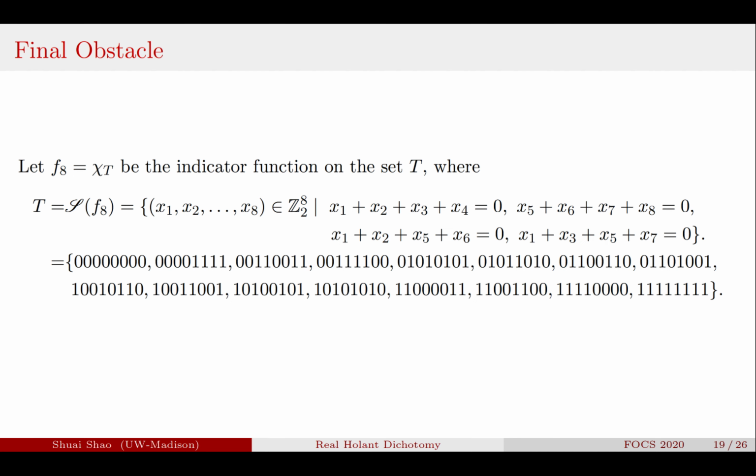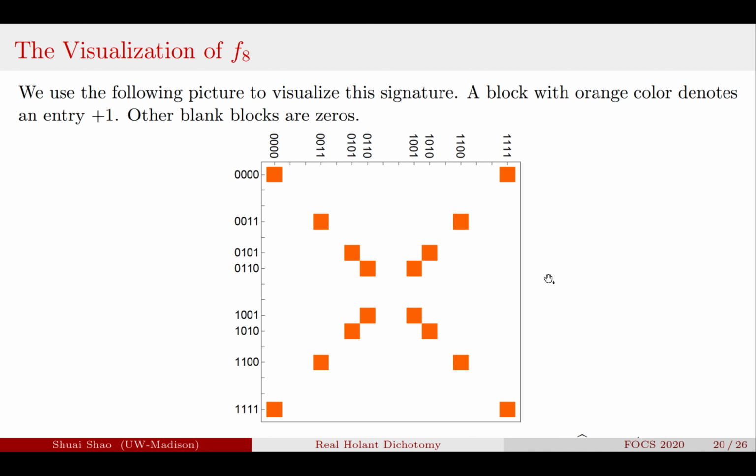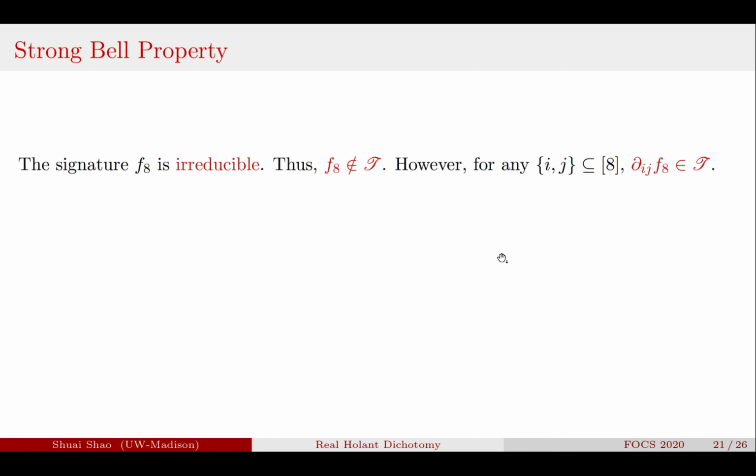Then we consider the case of 8-arity signatures. Now we consider the following signature f sub 8. This is a 0, 1 valued function. Still, we use the following picture to visualize this signature. Here, the first 4 variables are the row index, and the last 4 variables are the column index. A block with orange color denotes an entry of plus 1. Other blank blocks are zeros. Now, let's see some properties of this signature. Still, this signature f sub 8 is irreducible, and thus it's not in T.